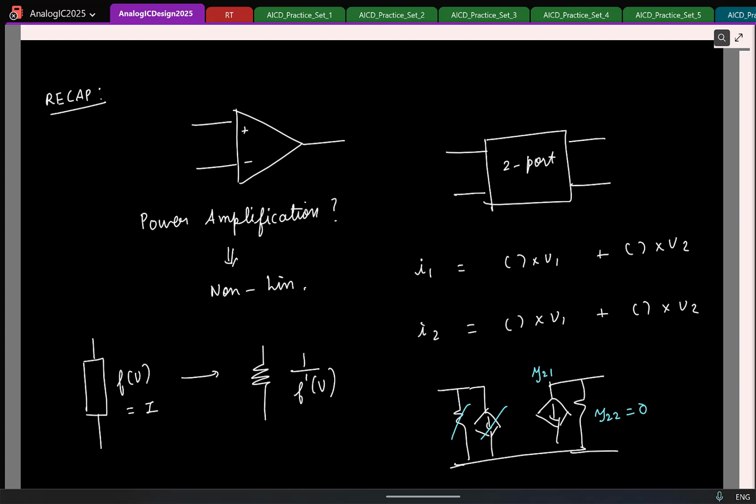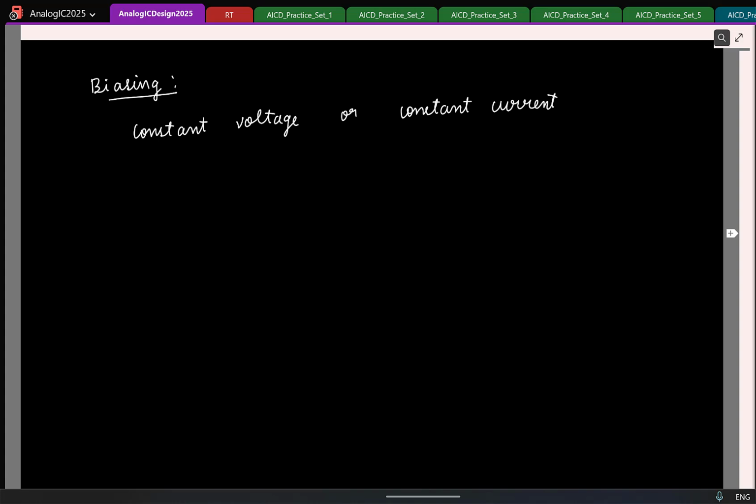So we started to look at the MOS transistor. So again, you want to make sure that the MOS transistor is biased in a region where you get this small signal characteristic. And what is the region? Saturation region. So then we saw how to bias a transistor in saturation. So we basically looked at a constant voltage or constant current biasing. And what do you prefer, voltage or current? Why?